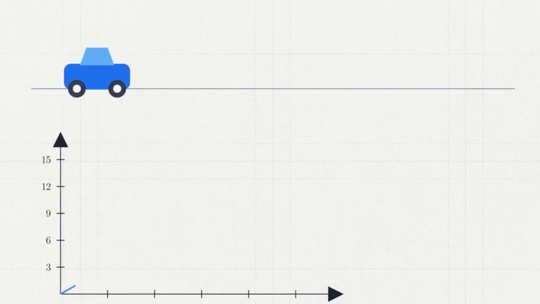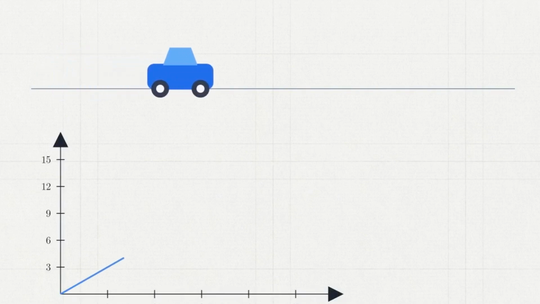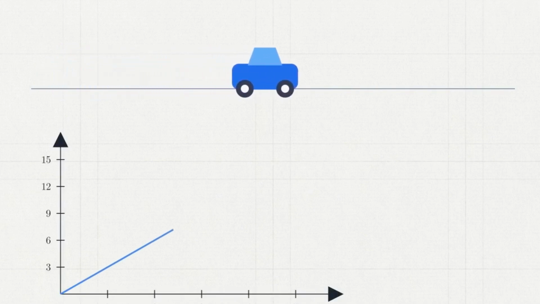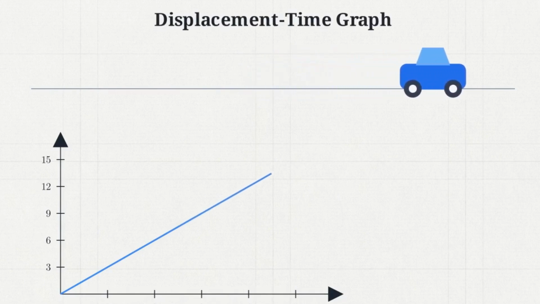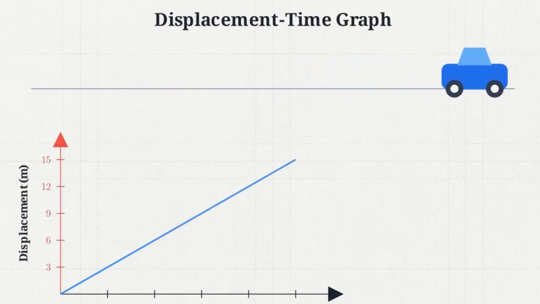Watch this car driving in a straight line. As it moves, we can translate its physical motion into a two-dimensional mathematical trail. This specific chart is a displacement time graph. The y-axis tracks how far the car has traveled from its starting point, and the x-axis records the passing time.